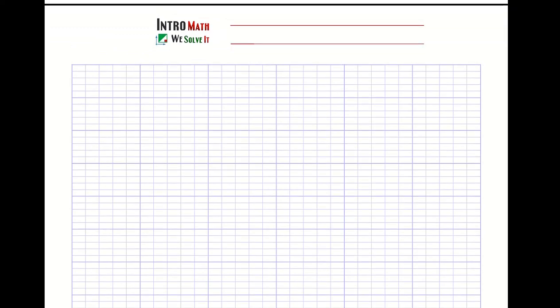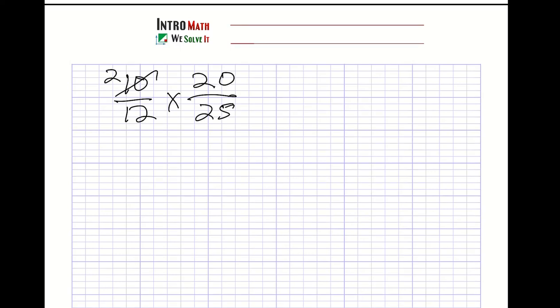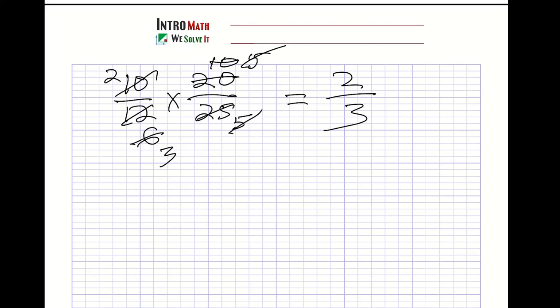Let's do another one. 10 over 12 times 20 over 25. All right, so you cross things out. 5 can go in there, you get 2. 5 goes in here, you get 5. 2 goes in here, you get 6. 2 goes in here, you get 10. 2 can go in here again, you get 3. 2 goes in here, you get 5. See, you cross things out. Whatever can be crossed out, even this one, and then you get 2 over 3. That's the answer right there.